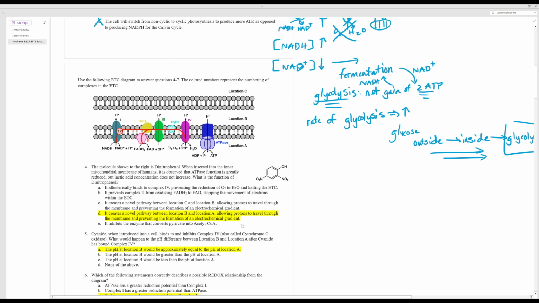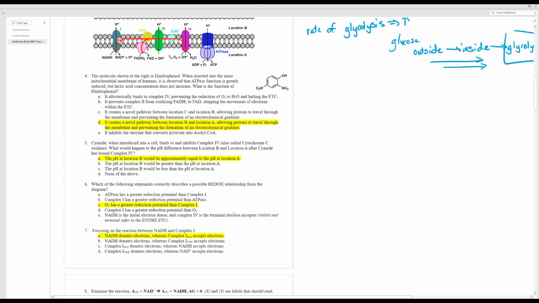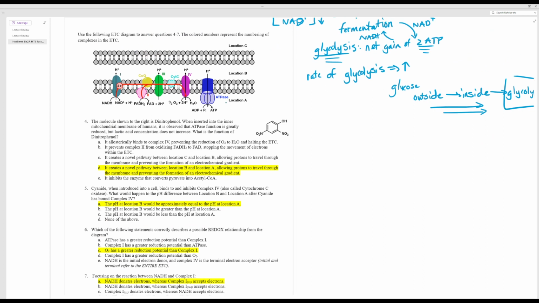So next we have questions 4 through 7. We'll use this diagram. You're welcome for putting all the questions in the diagram on the same page. I'm kidding.